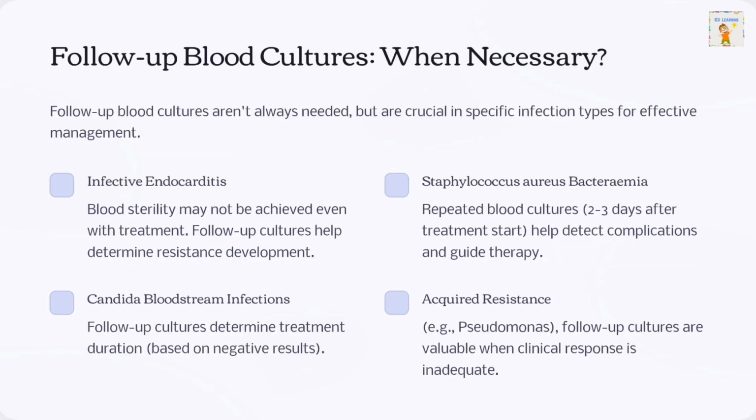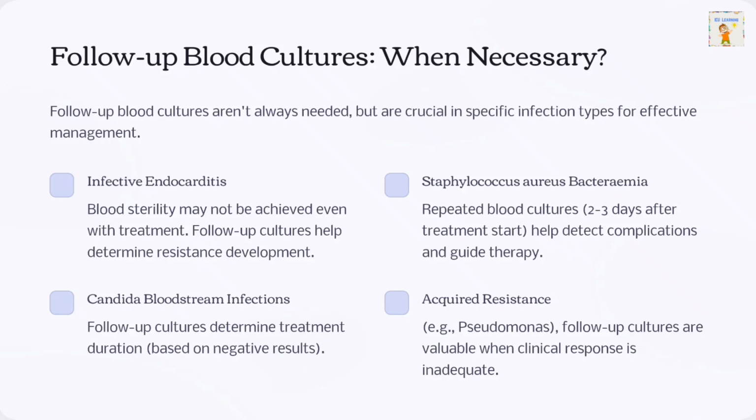Now, when should we do follow-up blood cultures? So in certain cases, just a single positive culture is not sufficient, and we have to do follow-up cultures. These conditions include infective endocarditis, where the blood sterility may not be achieved even with treatment, and we do follow-up cultures to see whether disease is eliminated or whether any resistance has developed to the previously sensitive antibiotics. For staph aureus bacteremia, we have discussed earlier also to detect complicated sepsis and guide the therapy. For Candida bloodstream infection, we do daily follow-up blood cultures until the culture is negative, and once the culture is negative for 14 days, we stop the treatment.